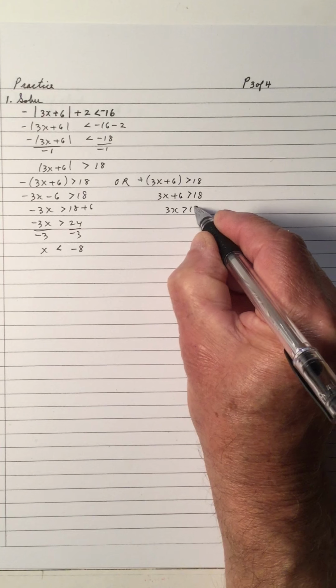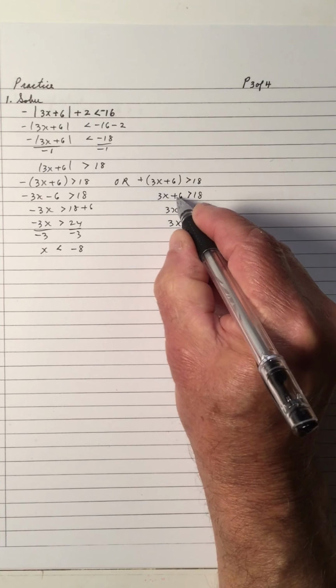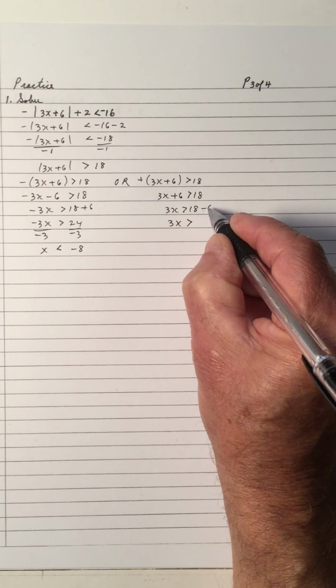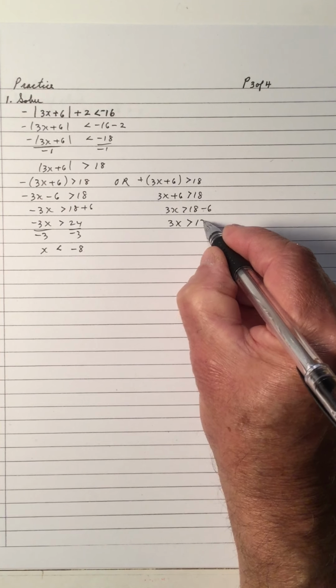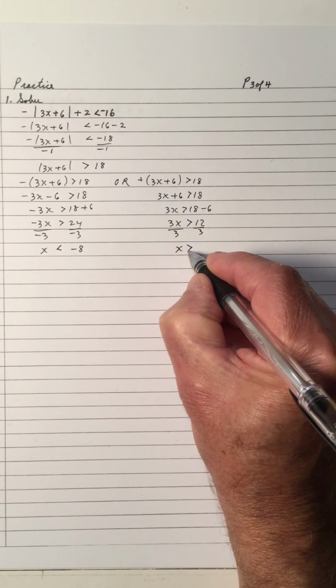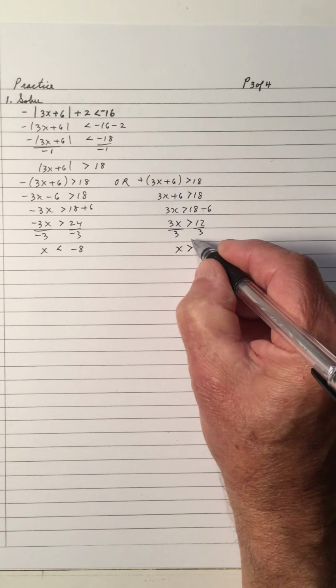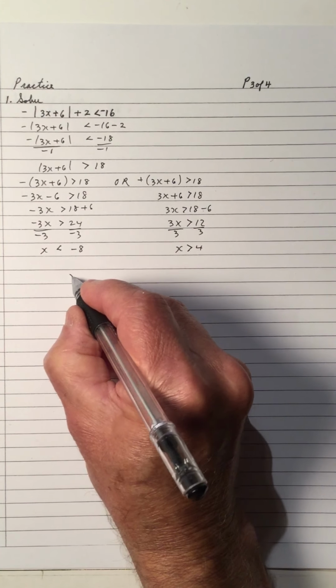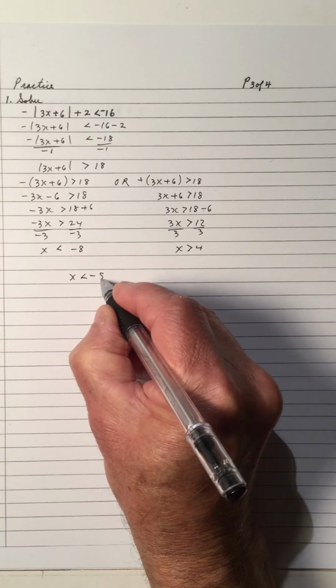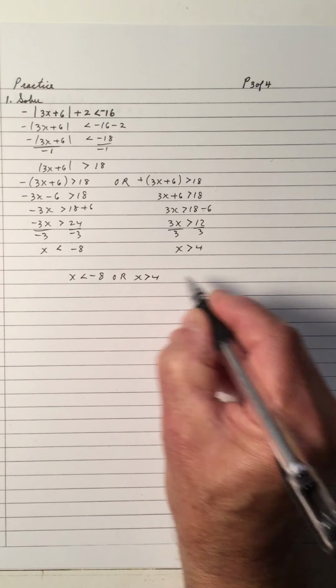3x is greater than 18 minus 6. Notice I moved the plus over to the right to make it a minus, transposed. That's a 12. I divide by 3, x is greater than 4. Notice I divided by a positive number so the direction doesn't change, so that's an OR. So x is less than negative 8, or x is greater than 4.